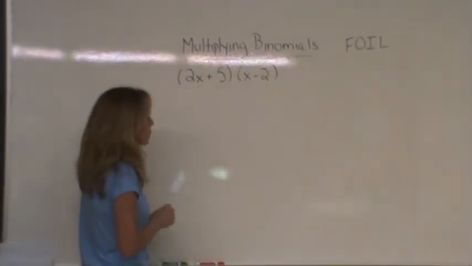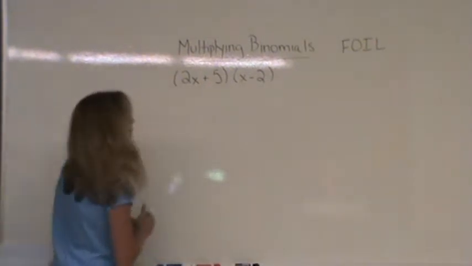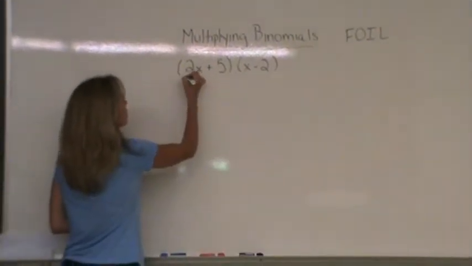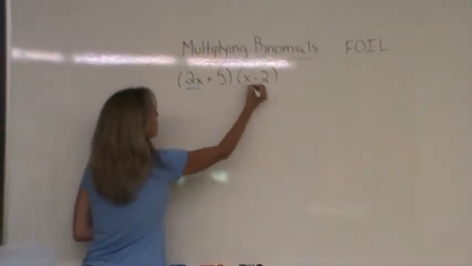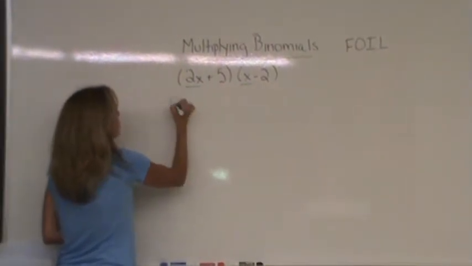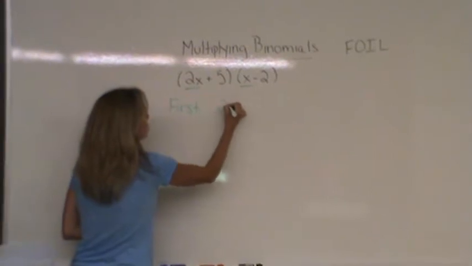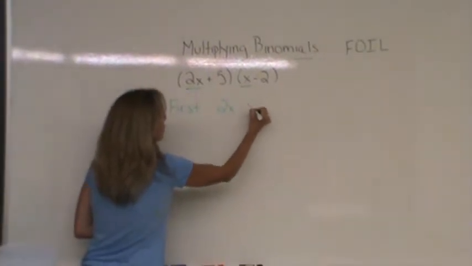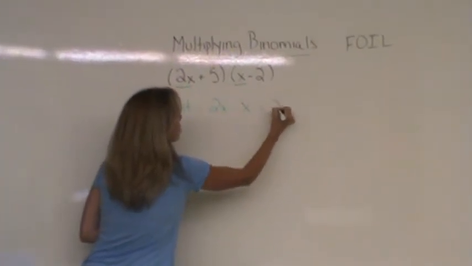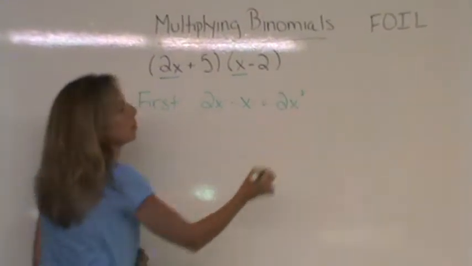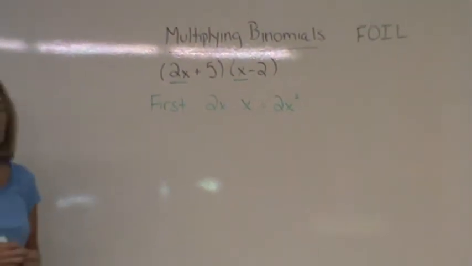So let's look at our first terms here. The F stands for the first terms, 2x and x. So we multiply 2x times x to get 2x squared. Okay, so that's our first term.